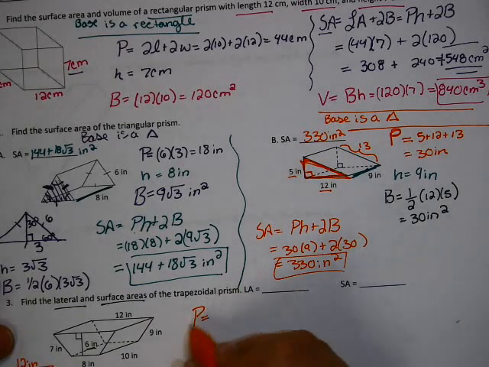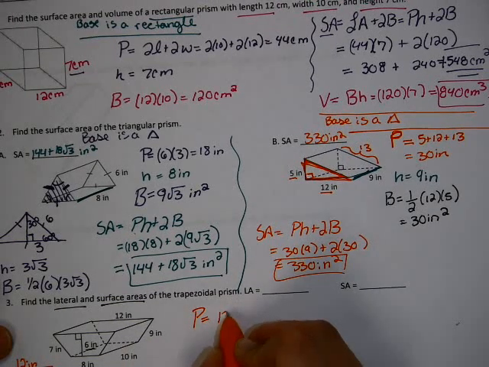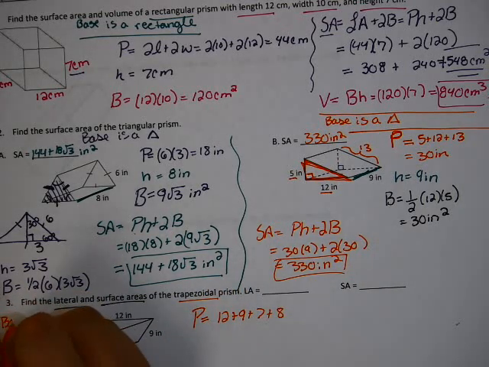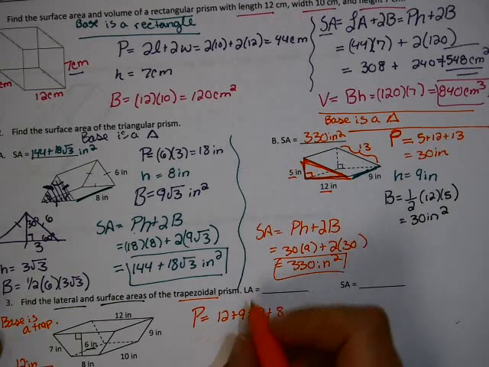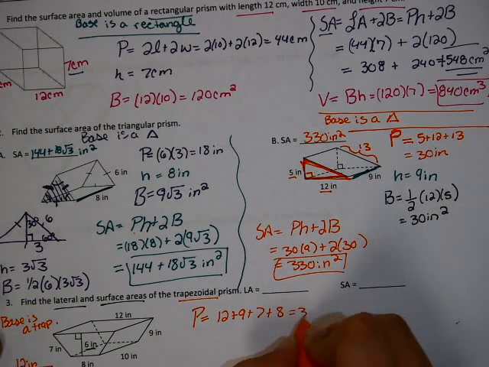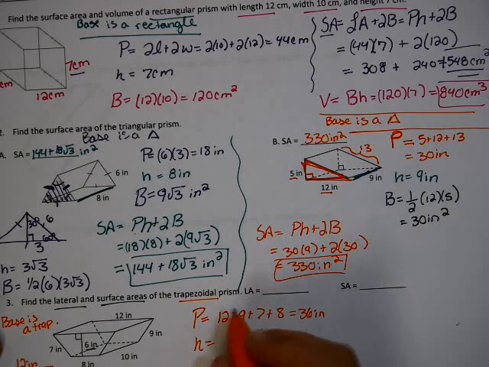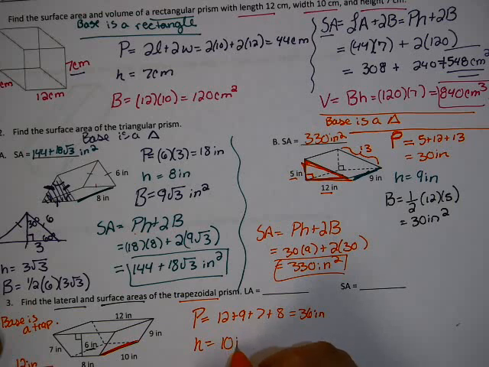All right, so the perimeter of our base would be 12 plus 9 plus 7 plus 8. So since it's a trapezoidal prism, we identified the base is a trapezoid. And our perimeter is 36 inches. The height given to us from base to base is 10 inches.